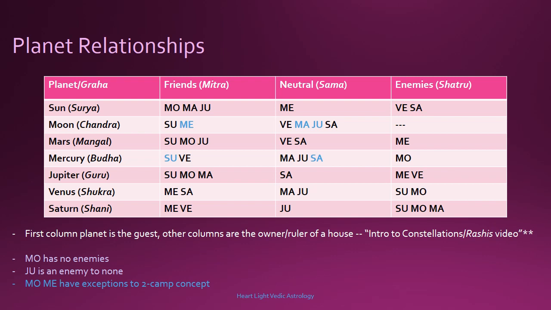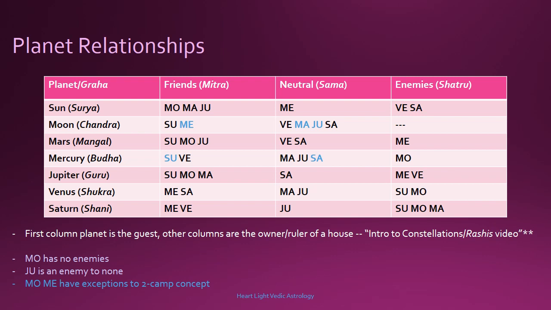Okay, so anyway, the last line here, we have Saturn or Shani, and the friends, Mercury, Venus. So again, Saturn, Mercury, Venus are in the same camp. And the neutral and enemy signs to Saturn are Jupiter, Sun, Moon, Mars. So that's the other camp. Okay, so that's how you use the chart.